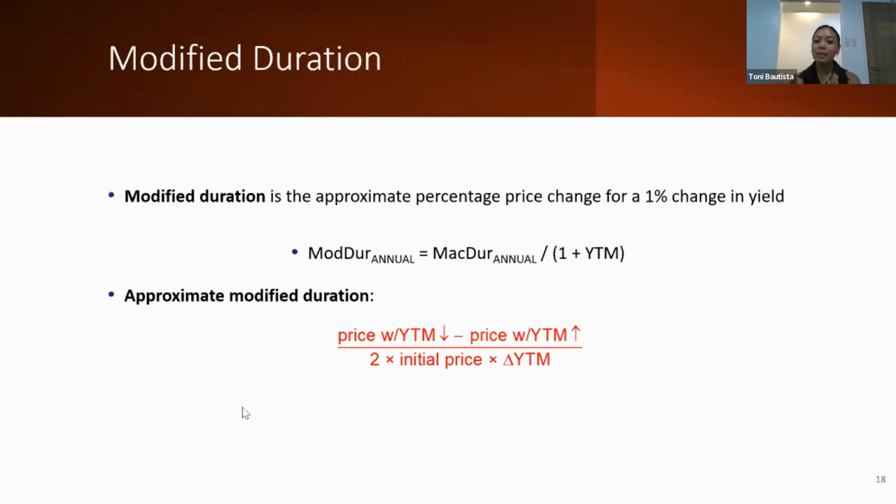Now, your approximate modified duration is computed by you determining the price if, for example, you reduce the YTM by a certain amount, minus the price if you increase the YTM by a certain amount, divided by 2 times the initial price of the bond without the YTM changes, multiplied by that change in YTM. So that is your approximate modified duration.